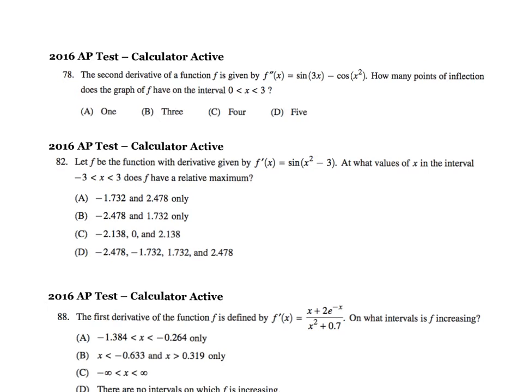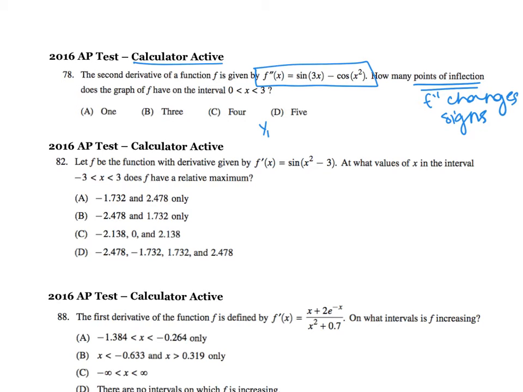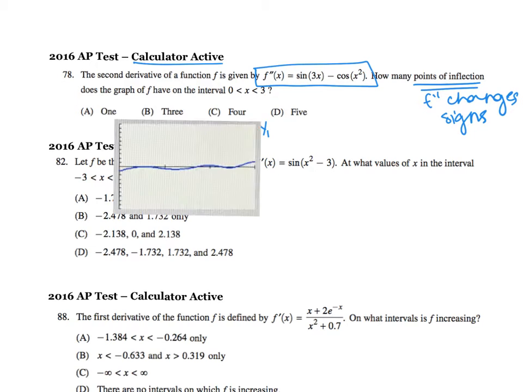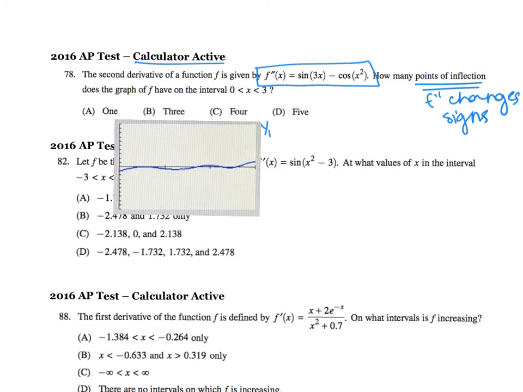78 is asking about points of inflection. A point of inflection is where my second derivative changes signs. And conveniently, they gave us the second derivative. Because it's calculator active, I'm going to go ahead and plug in my second derivative to my y1. And I'm going to see how many zeros it has, or how many times it crosses the x-axis. This is my initial graph with my window from 0 to 3 as they told us to do.